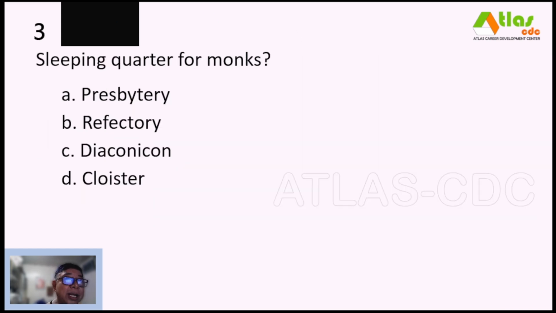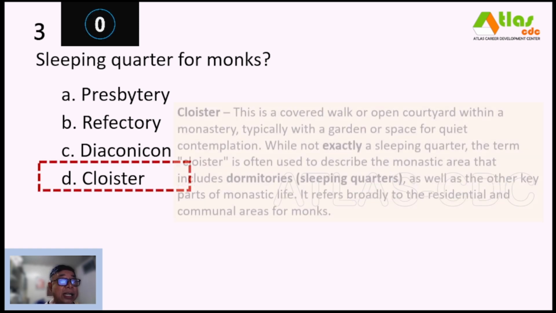Number 3, sleeping quarter for monks. A. Presbytery, B. Refectory, C. Diaconicon, and D. Cloister. And our correct answer is letter D, cloister.